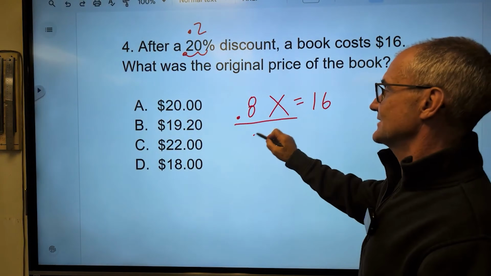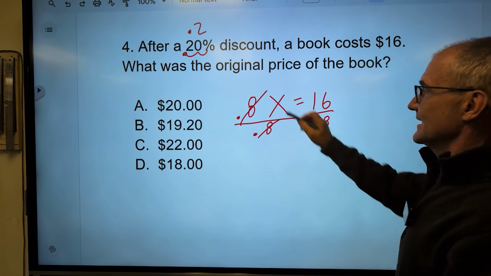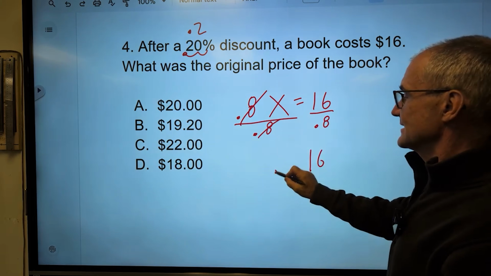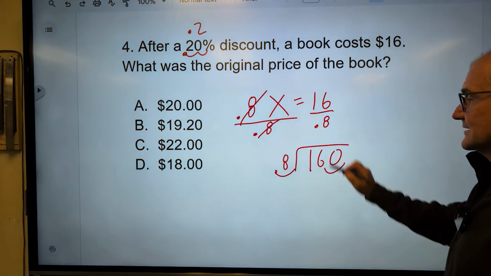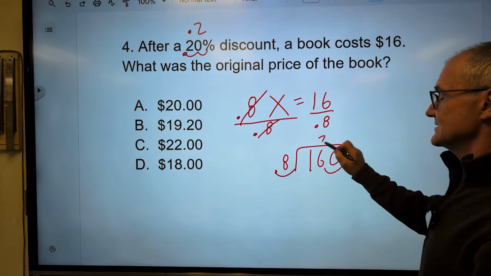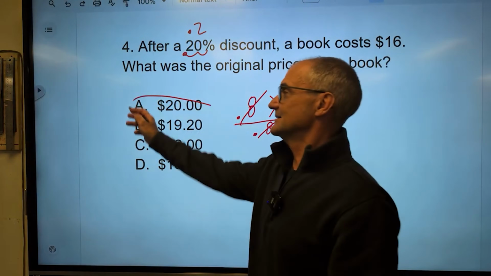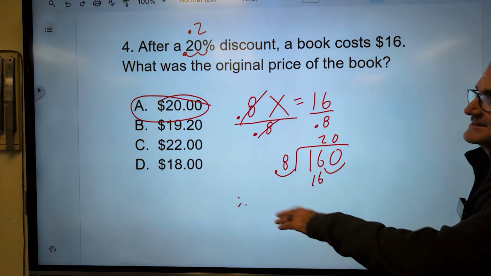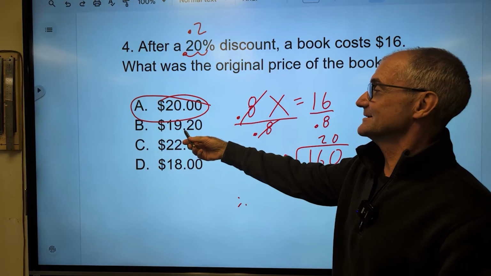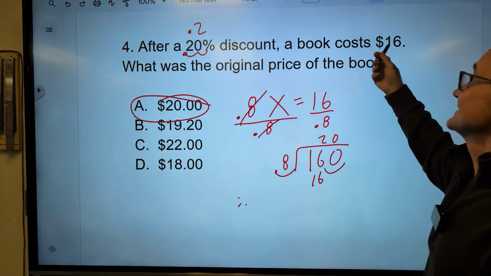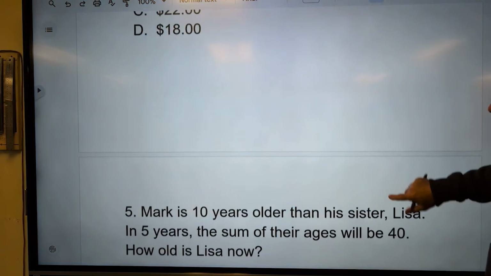Solving this equation, I divide both sides by 0.8. These cancel. X is by itself: 16 divided by 0.8. Decimal goes over 1, goes over here 1, gives me 160 divided by 8, which is 20. So my answer is $20. Correct answer, answer A. That one was an exception because it worked out to be the first, but I could have done 20 off of this and seen it wouldn't have been an even number to give me the 16. So, okay, let's move on to number 5 right here.